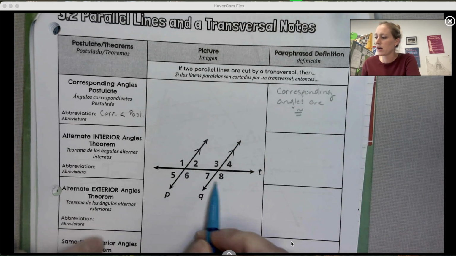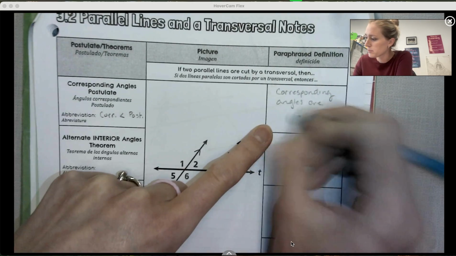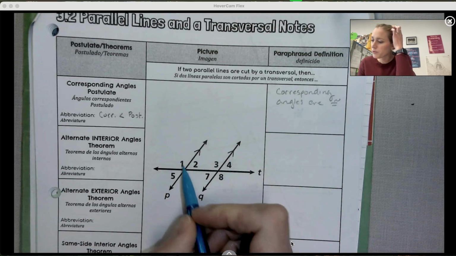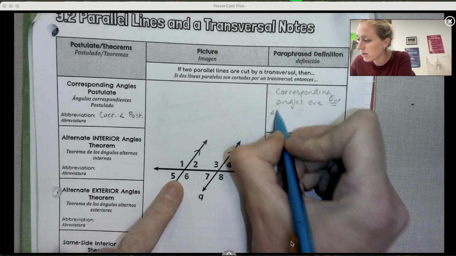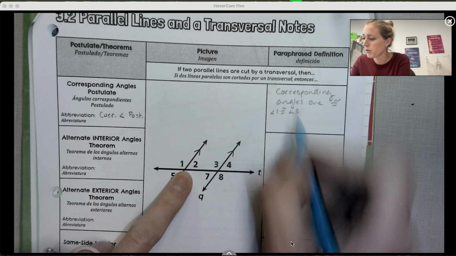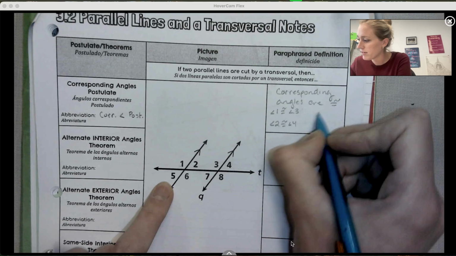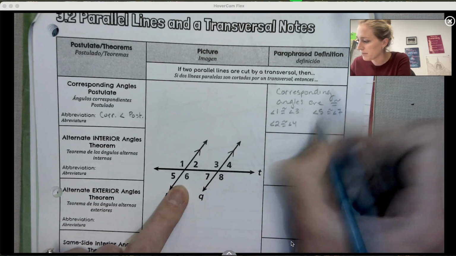Okay. And so some examples of that, sorry, I'm going to actually move this up so I have room. So corresponding angles, we should already be able to identify these, but like angle 1 and 3. So angle 1 would be congruent to angle 3 if we have this set up. 2 and 4. 5 and 7. And 6 and 8.